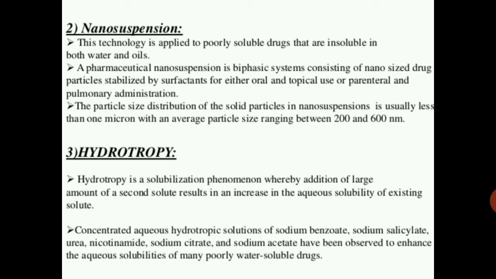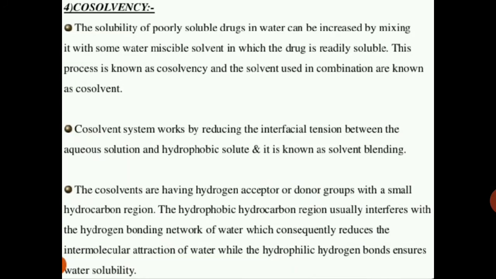The other examples include the solubilization of benzoic acid with sodium benzoate and of theophylline with sodium acetate and sodium alginate. Concentrated aqueous hydrotropic solutions of sodium benzoate, salicylate, urea, nicotinamide, sodium citrate and sodium acetate have been observed to enhance the aqueous solubility of many poorly water-soluble drugs.